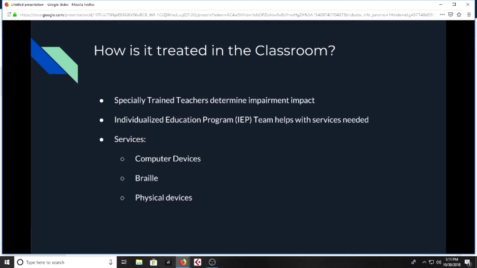Some of the services include computer devices, braille, and physical devices. For the computer devices, I just counted anything that is electronic. You can go back, you can go forward with it. Braille is pretty easy to understand for what it can be. And then physical devices, that's sort of just anything else that I found that can help the student with any sort of reading that they have or anything that they need to see in the class.